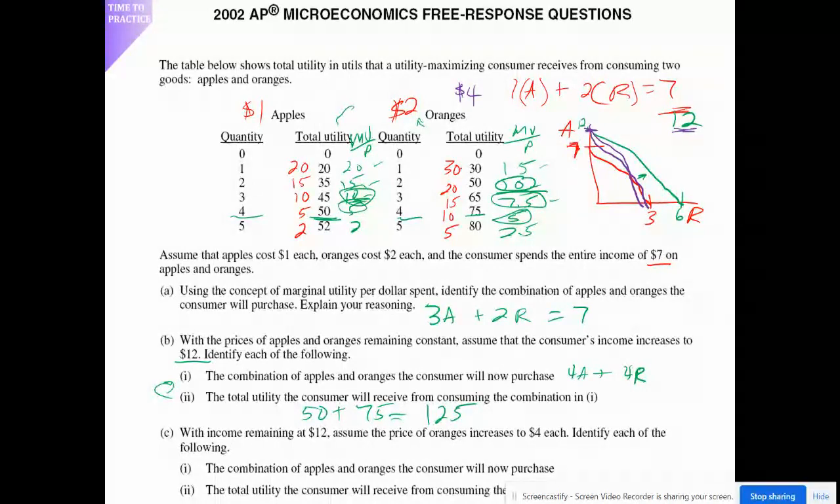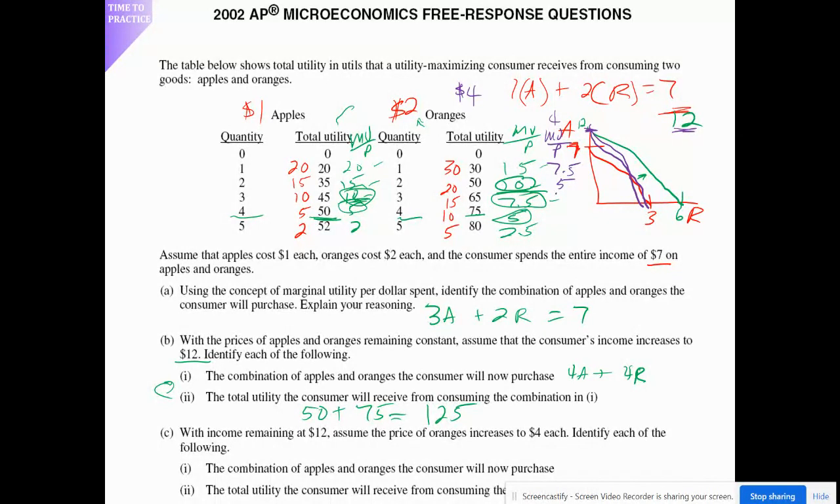So let's take a look here. If we double the price, we're still at 30. So I'll calculate the new marginal utility per dollar, and now it's at $4. So that would be 7.5.